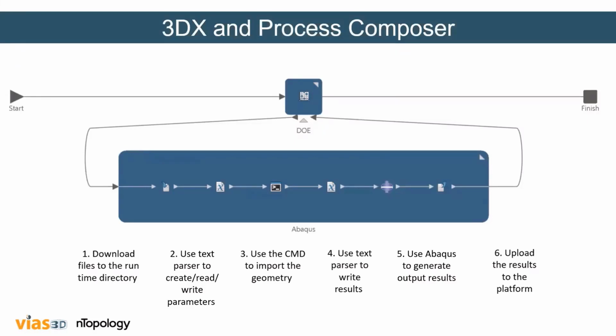So we're looking here at the workflow as it stands. We've got a workflow, and then we've got a DOE at the top. We first download some files, and I'll go through that. Then we create a file using the text parser, and that file is created to control the parameters for nTopology. Then we run nTopology in a command prompt. The second text parser collects that mass data we talked about, so each iteration it runs collects the mass data. Then we run it through Abaqus and upload the results to the platform.